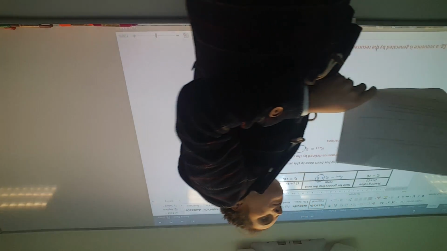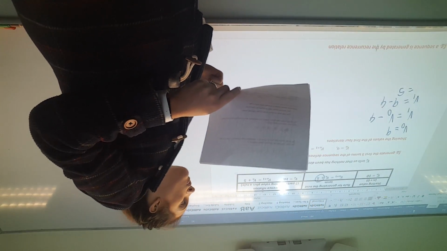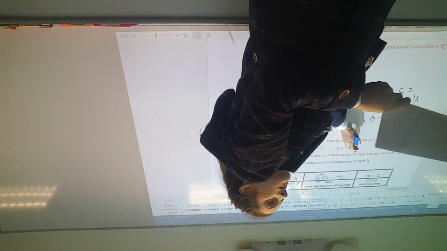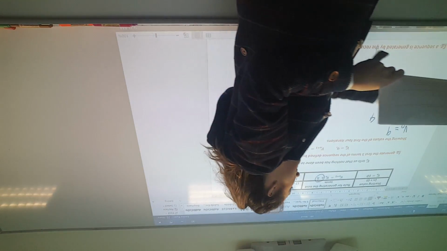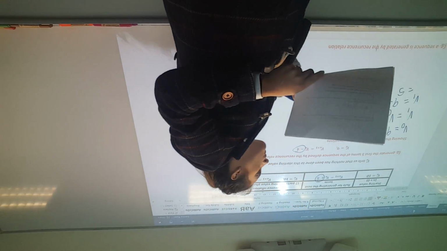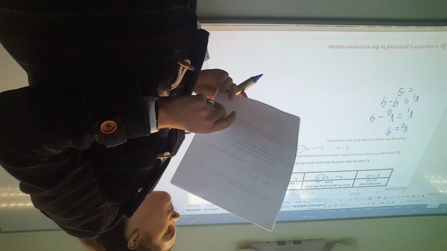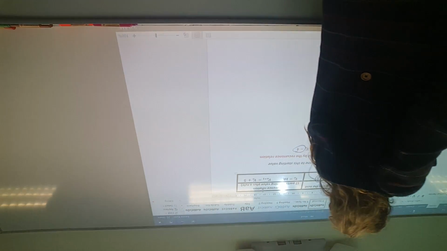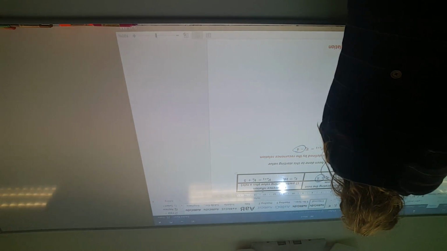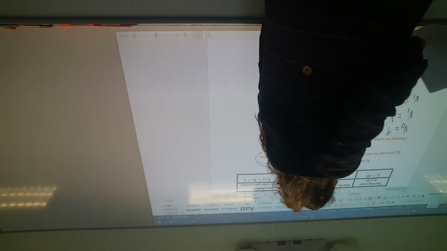How do you know whether or not to include the V0? Always. If it says the first 5 terms, this is the first term. So always. Then we've got V2, which will equal our V1, take 4.